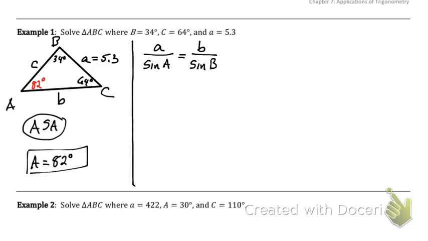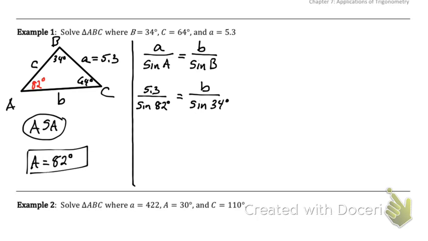Now we just fill in the information that we have. Side a is 5.3. Sine of A, so we have sine of angle A. Angle A was 82 degrees. And that's going to equal, I don't know what side b equals, it's just a blank right there. So we'll say b over sine of, I have the angle of B though, and that is 34 degrees.